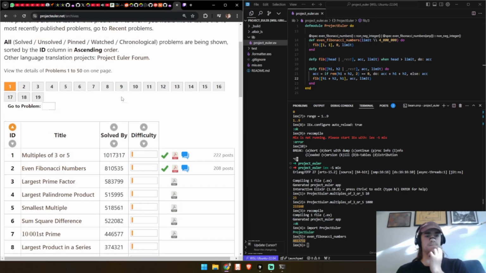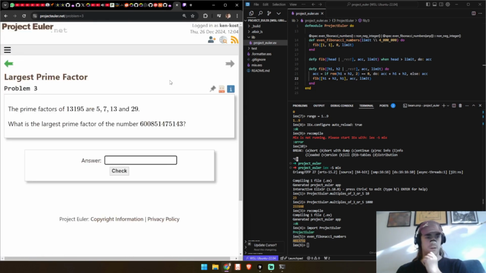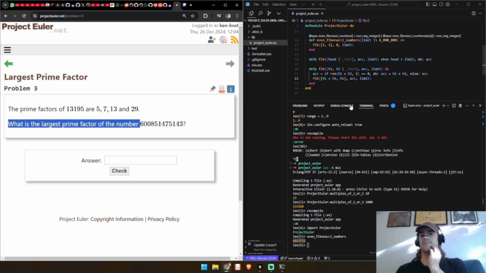Let's go back to the new problem. Largest prime factor. The prime factors of 13,195 are 5, 7, 13, and 29. What is the largest prime factor of the number big, big, big?